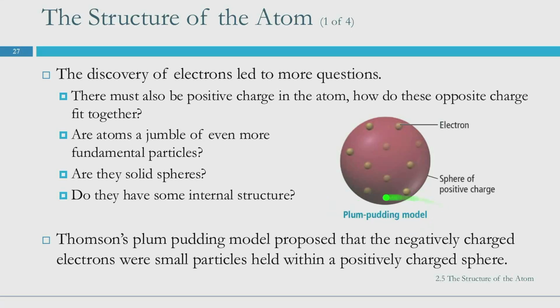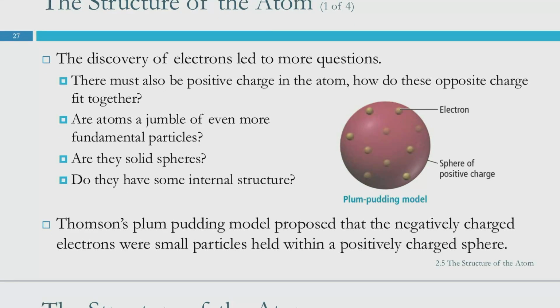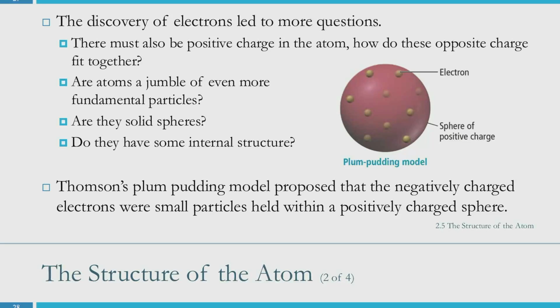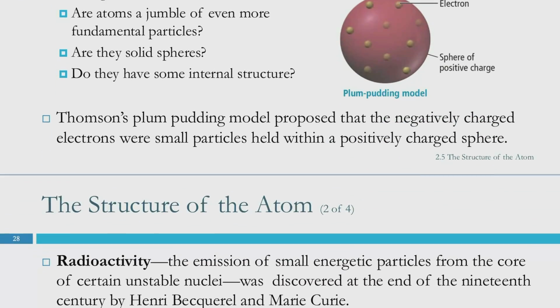And so Thomson came up with the famous plum pudding model. So the idea that you've got a big glob, basically, of positive charge, and then within that, like little raisins of negative charge, electrons that are just kind of evenly dispersed in this plum pudding. We might call it a cookie dough model today. It's the raw cookie dough model, sort of what they were doing at the time. So Thomson proposed that negatively charged electrons were small particles and they were held in a positively charged sphere.